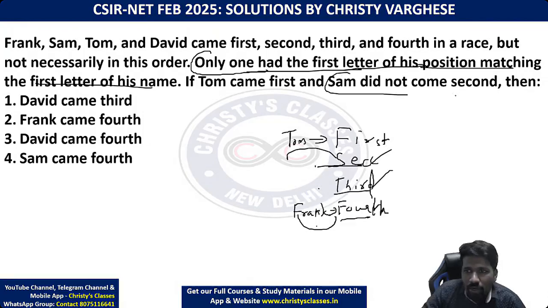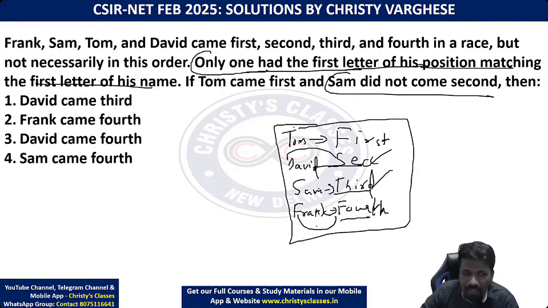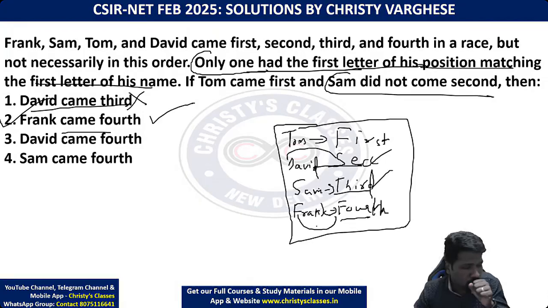Now, Sam did not come second, which means Sam should come third only, because that is the only remaining position. That means David should come second for sure. This arrangement totally satisfies all the conditions. David coming third is wrong. Frank came fourth, yes. So the second option is the correct answer. I hope this is completely clear. So that is the idea.